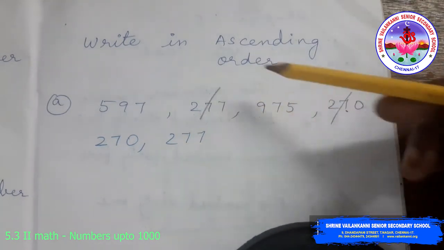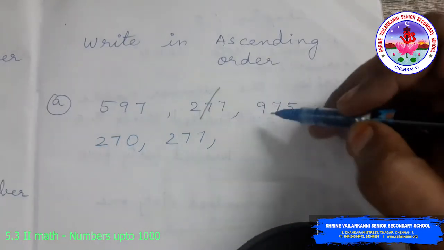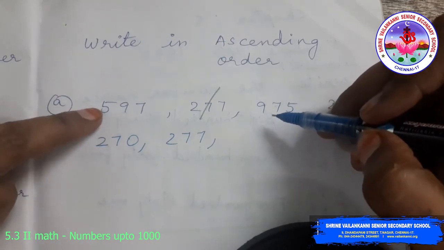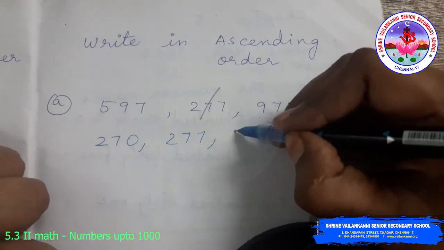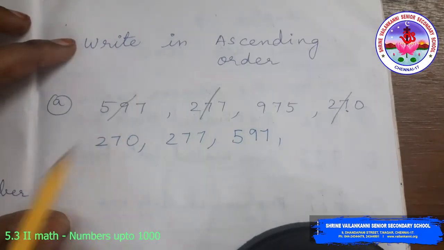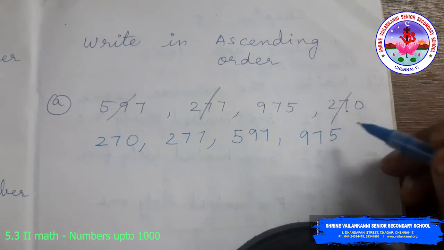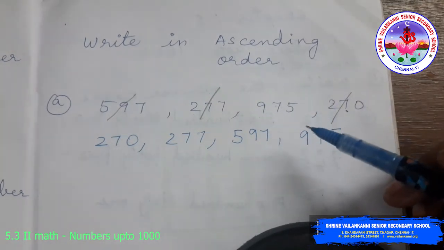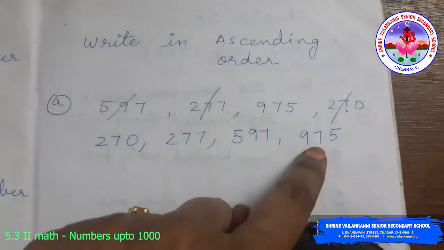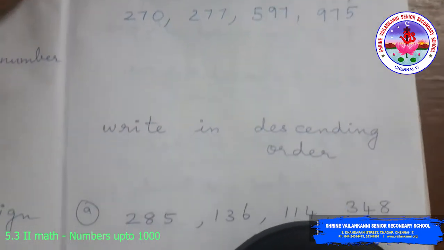Now we just have to compare these 2 numbers. Number of digits the same, so compare the hundreds place. 9 and 5. Which is smaller? 5. So 597 will come next. Cross it out. Only this is remaining, so just bring it down, 975. So we have arranged the numbers in ascending order, small to big: 270, 277, 597, 975.